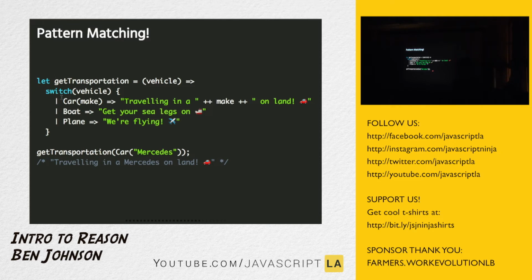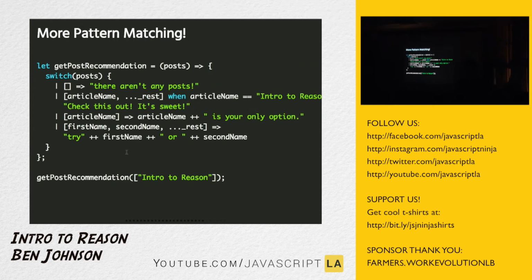And so we have a switch, and each of these are our cases, right? As we saw earlier, we can pass data with it, so we can actually create a different experience for car that says like traveling in a plus the make on land. But for the other ones, we don't have the data, so we just return a string. And when we pass the car into the function with the make, we actually get the whole concatenated string, which is pretty cool and lets us kind of pass our data along. This is where we can see that this isn't just an enum under the hood.